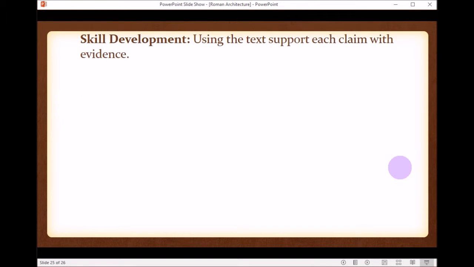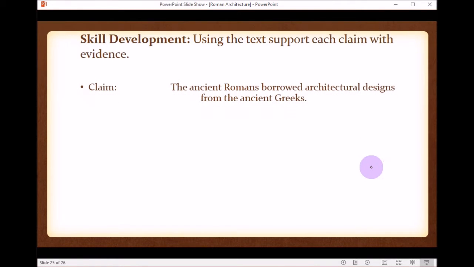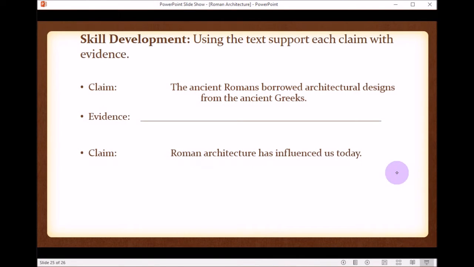All right, turn the page. You'll see your skill development. My favorite kind of skill to work on is claim and evidence, people. That is the bee's knees. Claim: The ancient Romans borrowed architectural designs from the ancient Greeks. Prove it to me. What's the evidence? Next claim: Roman architecture has influenced us today. Give me evidence. Prove it to me.